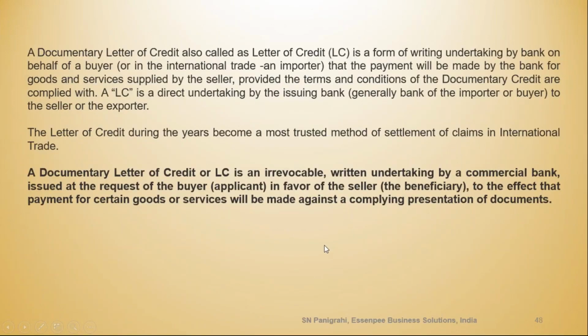An LC is irrevocable. What is irrevocable? Let us understand that also. Irrevocable means once the LC is established, the opener, that is, the one who has established the LC, ceases to be able to make any amendments. Whenever amendments are required, the consent of the beneficiary has to be taken. Otherwise, it can't be amended.